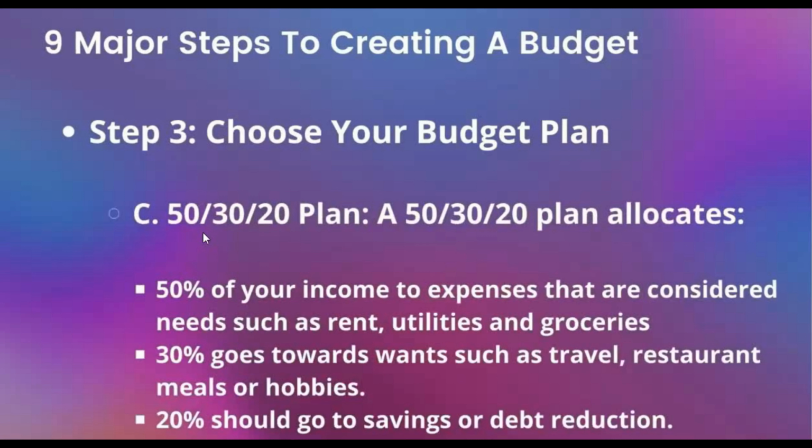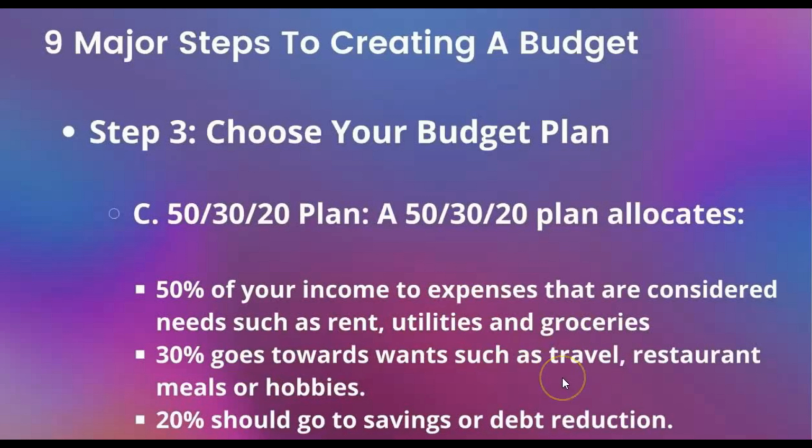Okay, the next budget plan is what they call the 50-30-20 plan. 50%, 30%, and 20%. 50% goes to your expenses, such as rent, utilities, and groceries. Half of your income goes to your living expenses.